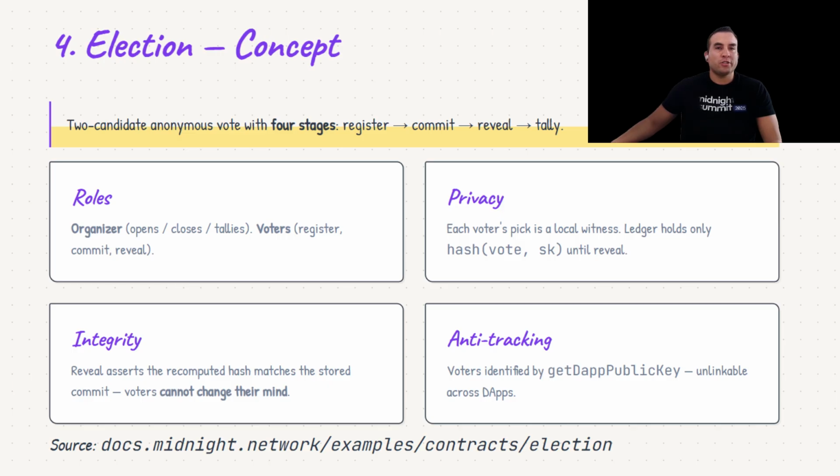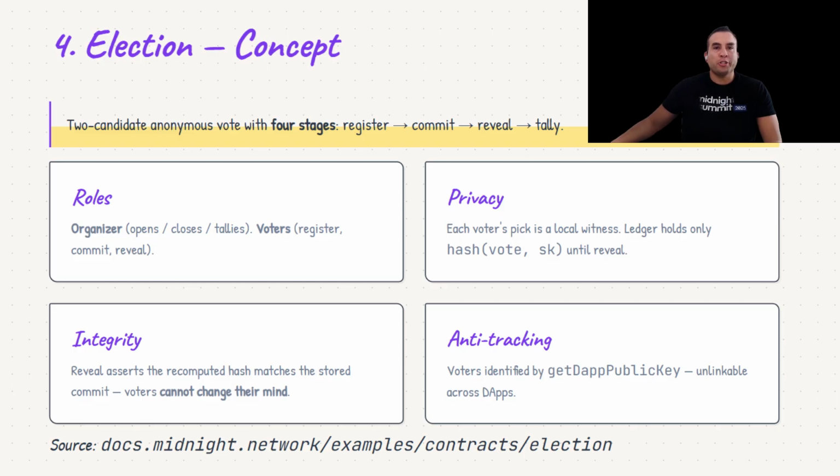Four stages. First, registration. Voters sign themselves up. Second, commit. Once voting opens, each voter drops a sealed envelope into a box. Their vote is inside, but nobody can see it. Third, reveal. Voting closes. Voters open their own envelopes to reveal their actual choice. Fourth, tally. The organizer declares a winner.